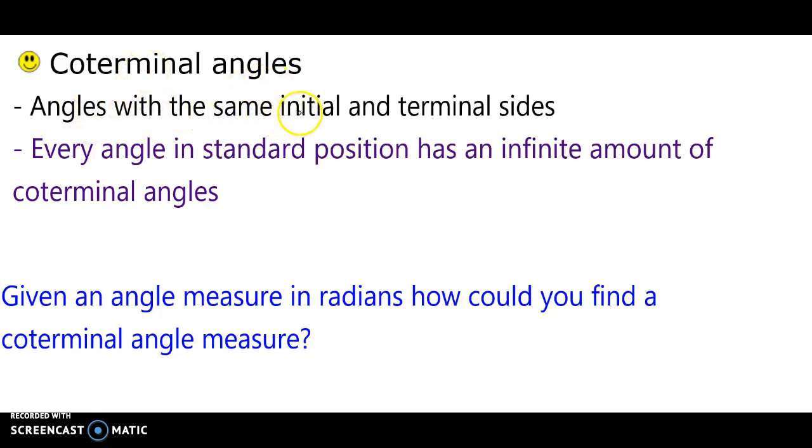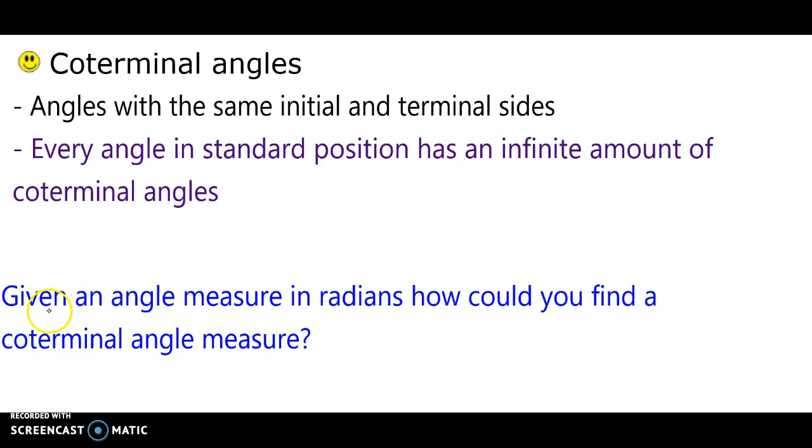They're angles with the same initial side and terminal sides, and every angle in standard position has an infinite amount of coterminal angles. So if you think about that, when we have angles, we could indefinitely keep going around, rotating around, right? So we have our first angle, go around a full rotation, have its coterminal angle, and we could come up with an infinite amount.